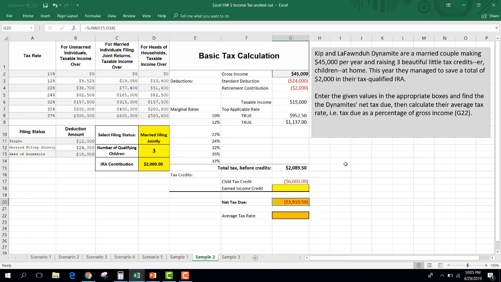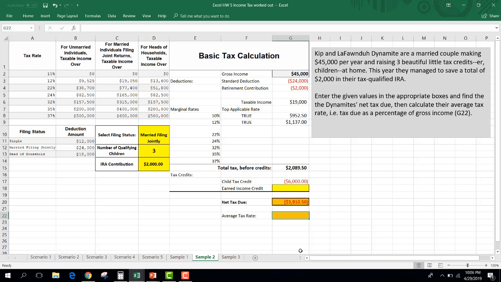The government's going to pay them because the child credit is refundable. Now, technically speaking, only a portion of the child tax credit is refundable, and I don't have this set up with that level of detail, but we'll just go ahead and accept the fact that they're going to get a hefty refund to the tune of $3910. In reality, it'll be a little bit less than that.